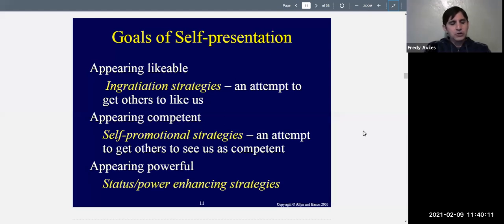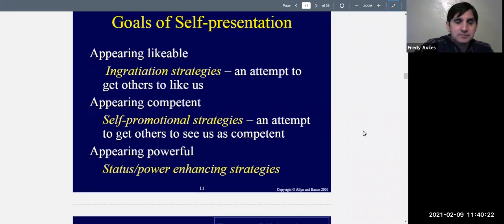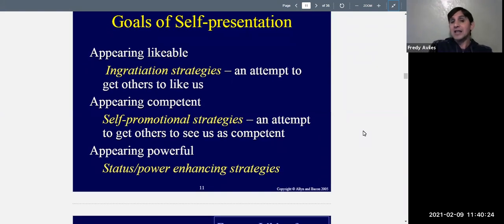All right, now the goals of self-presentation. These are very important, right? What are we trying to accomplish when we self-present? So here are the three goals of self-presentation. One is we want to appear likable. We want people to like us. So we'll use what are called ingratiation strategies, which is just an attempt to get others to like us, and we'll talk about several of those.